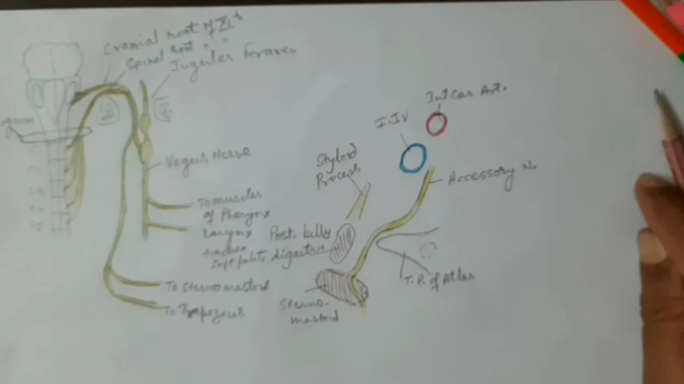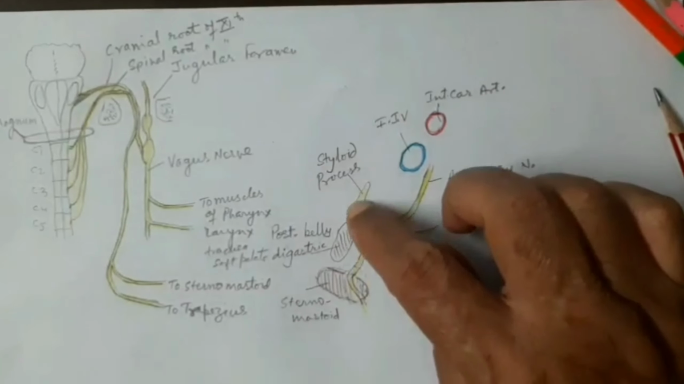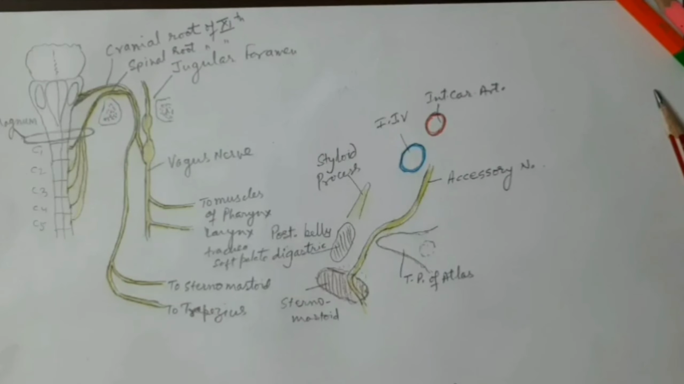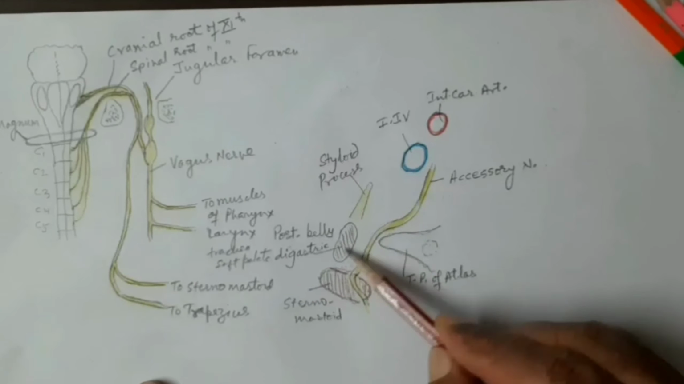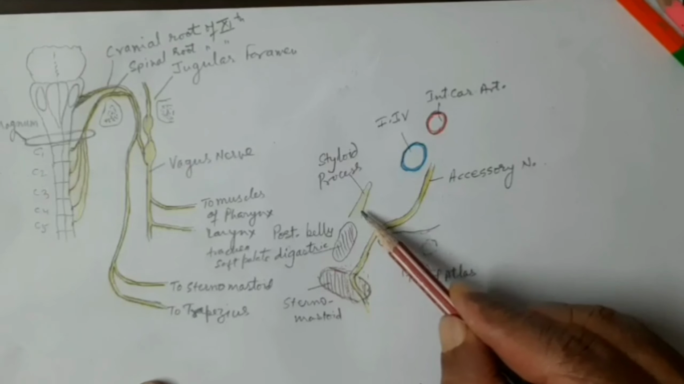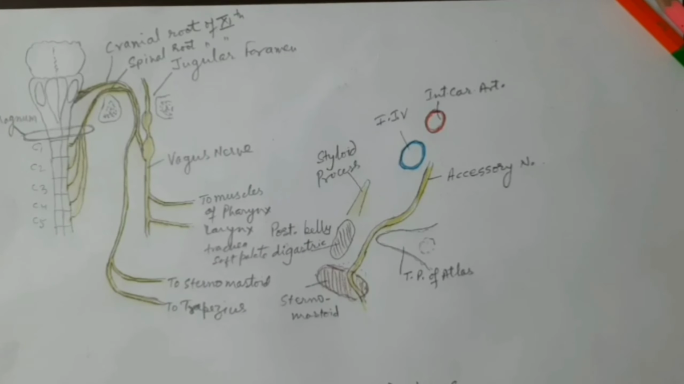So after lying in front of, or crossing the anterior surface of, this transverse process of the atlas vertebra, the nerve will lie deep to the styloid process. See here, it will lie deep to the styloid process and the posterior belly of the digastric muscle. This is the posterior belly of the digastric. So it will lie deep to the styloid process and the posterior belly of the digastric muscle.